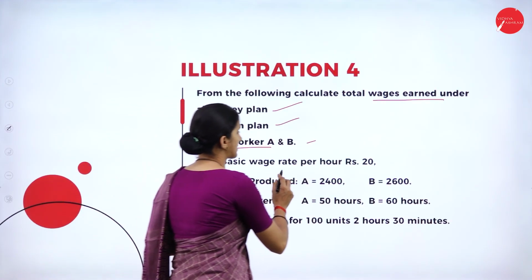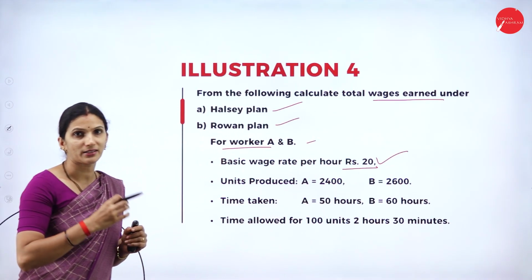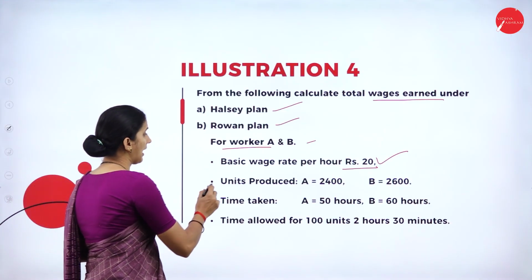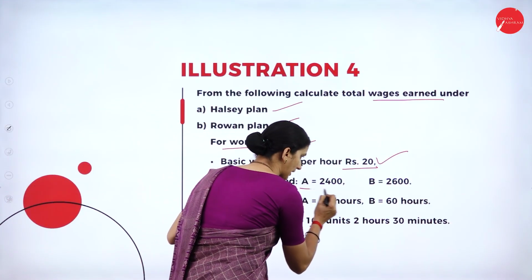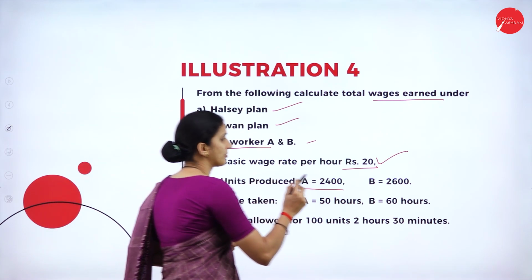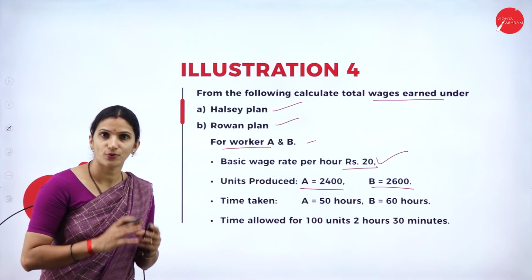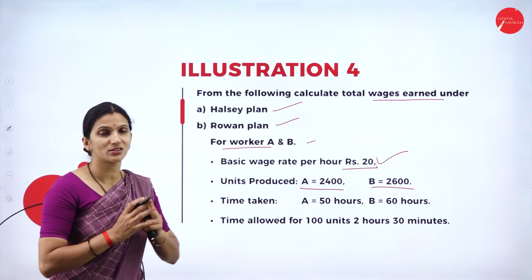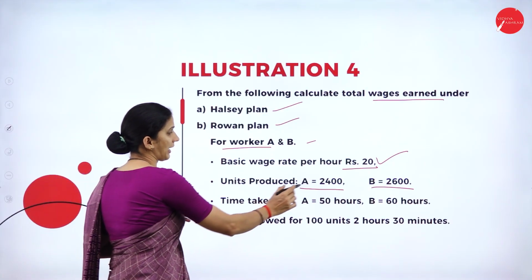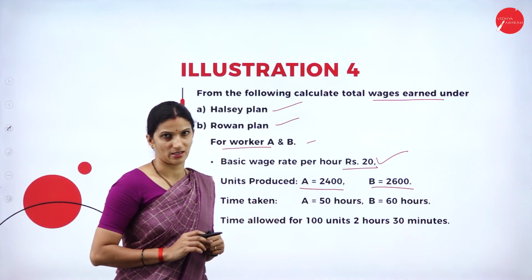See here, the basic wage rate per hour given is 20. So that is the rate per hour, 20. And units produced by A is 2400 units, and by B it is 2600 units. That means for both workers A and B, what is the total number of units produced? It is given: A it is 2400, B it is 2600.